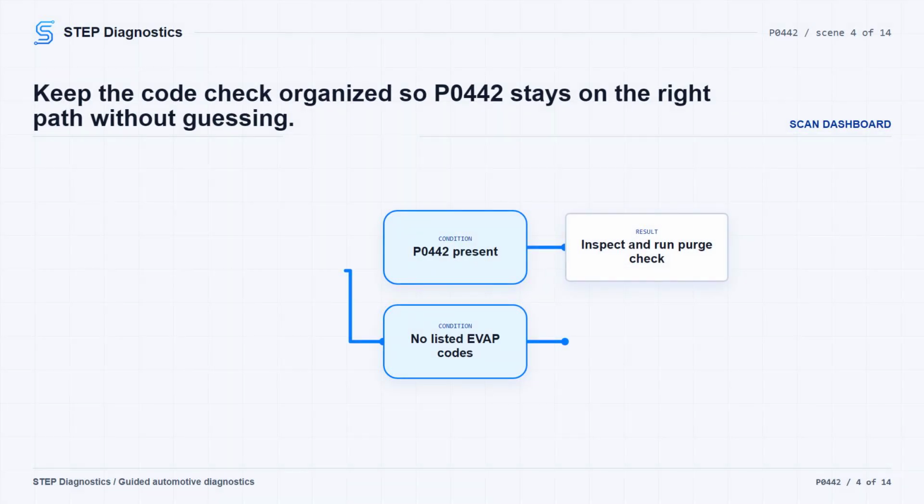Next, check for DTCs. If other EVAP faults are present, let the code direction guide the next move instead of guessing. For P0442, continue into the visual and purge check portion of the path. If none of the listed EVAP codes are present, the direction changes into a symptom-based path. So pause there and recheck the earlier diagnostic path before moving forward.